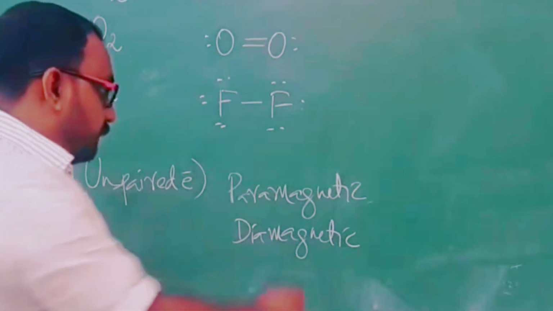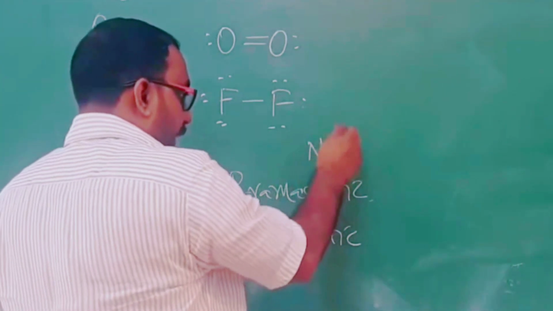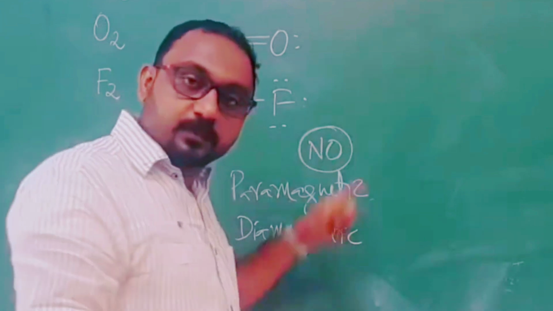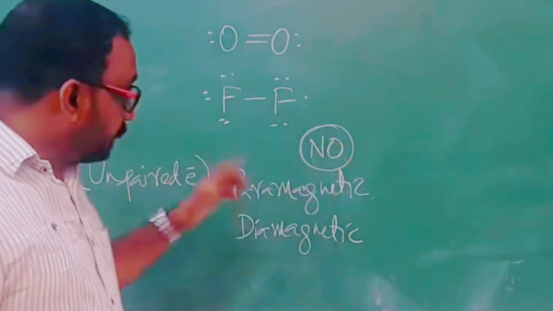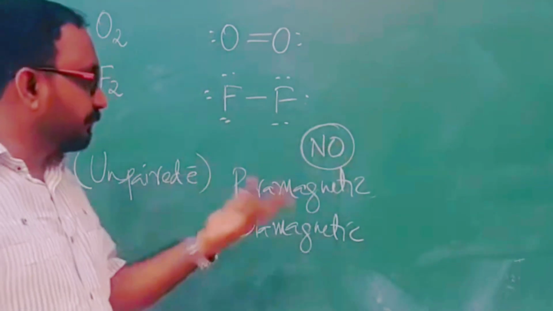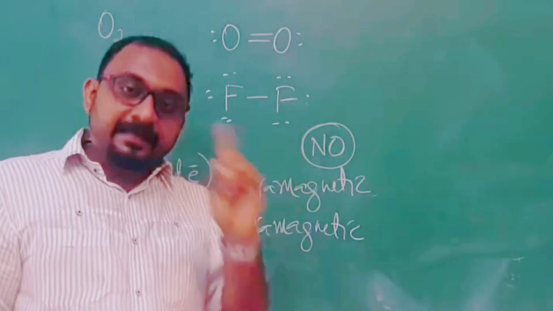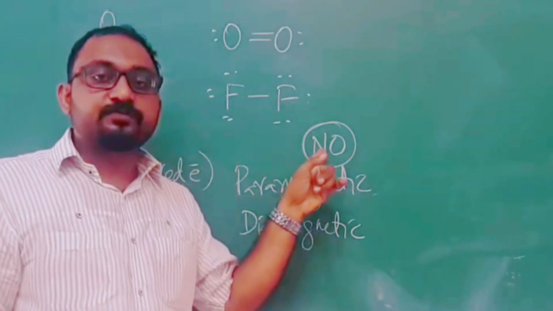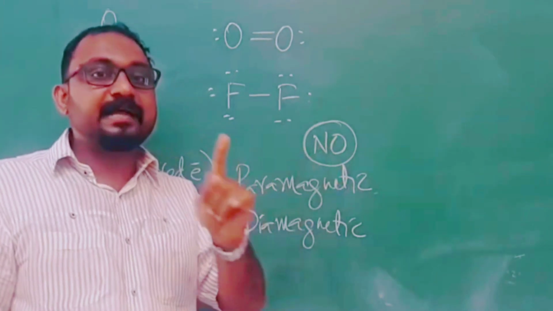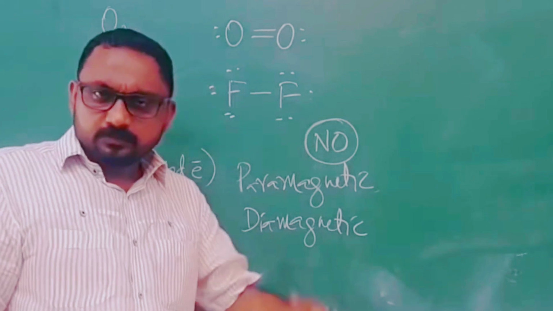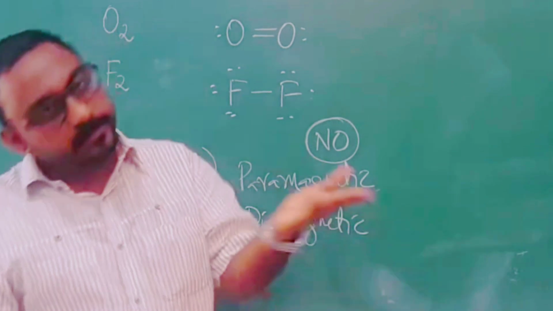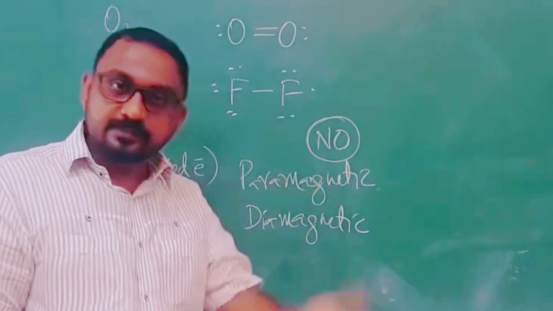So, if you take, for example, NO, nitrogen monoxide. Nitrogen monoxide is paramagnetic. Even by orbital structure, whichever way you draw, you can't end up drawing the orbital structure of nitrogen monoxide without having an unpaired electron. So, there is an unpaired electron and it is paramagnetic. There is no complexity.